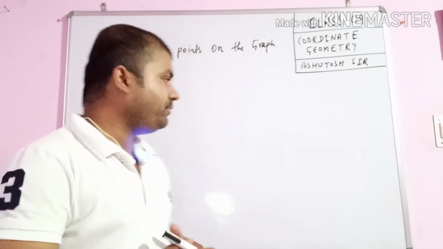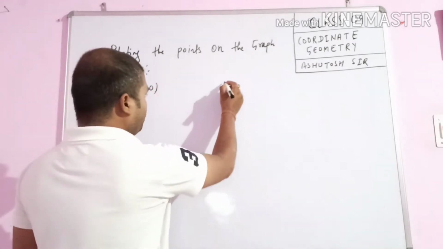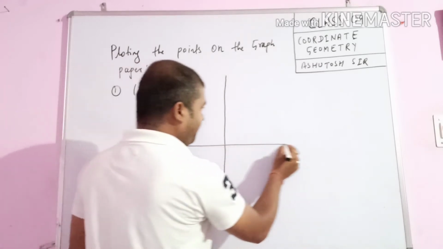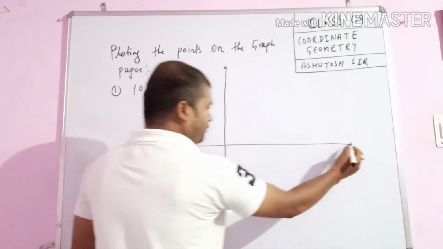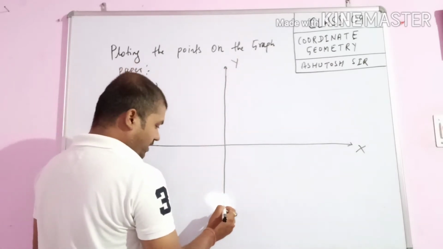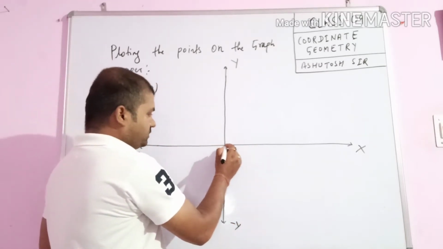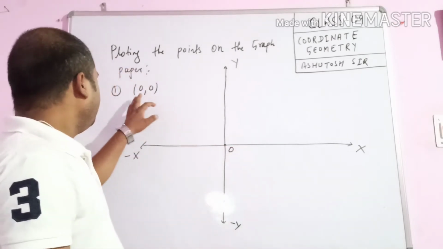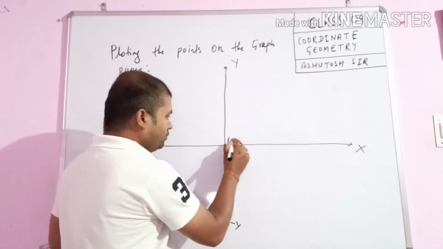Let us see. Suppose we have a point number 1, 0, 0. First of all, you draw a graph. This one is the x-axis and this one is the y-axis. This one is the minus x-axis and this one is the minus y-axis. The x-axis and y-axis intersect where this is the origin. Suppose we put 0 and 0 on the graph. That means this one is the point 0, 0.